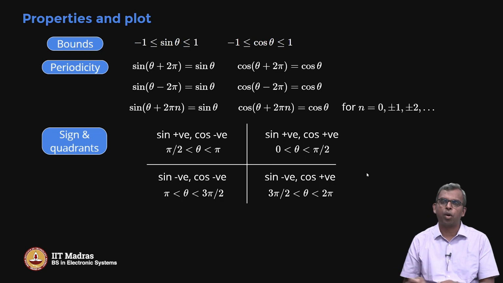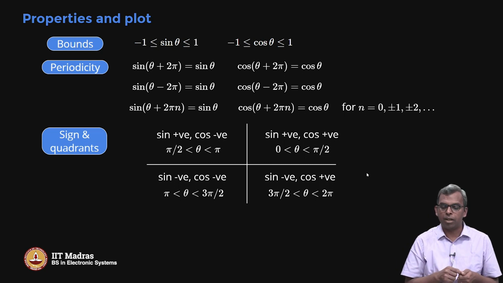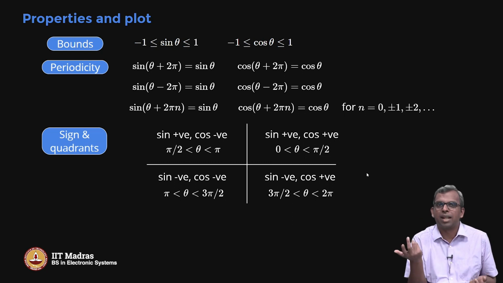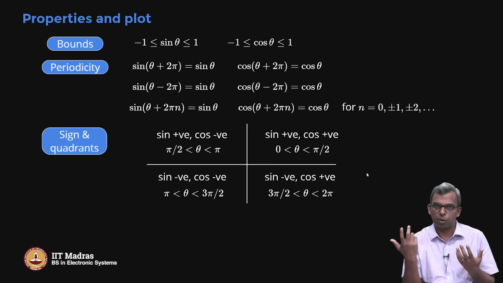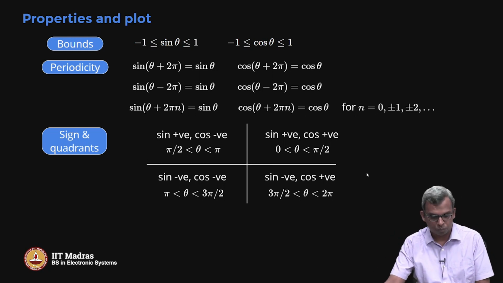So if I give you a point x comma y, and if I draw a line from the origin to the point x comma y, you can easily say what will be positive, what will be negative. That just depends on the sign of x and y. If x is positive, cos is positive. If y is positive, sine is positive. That's all. As simple as that.